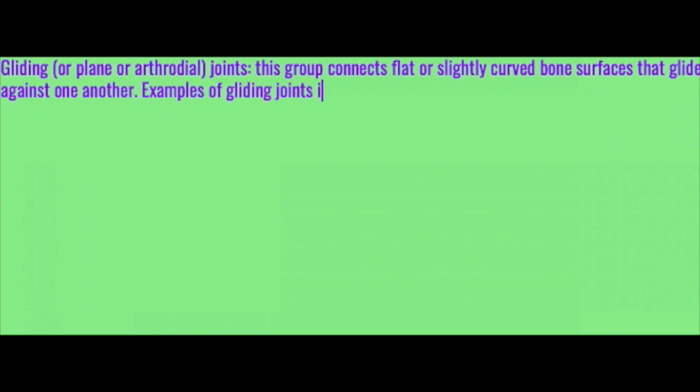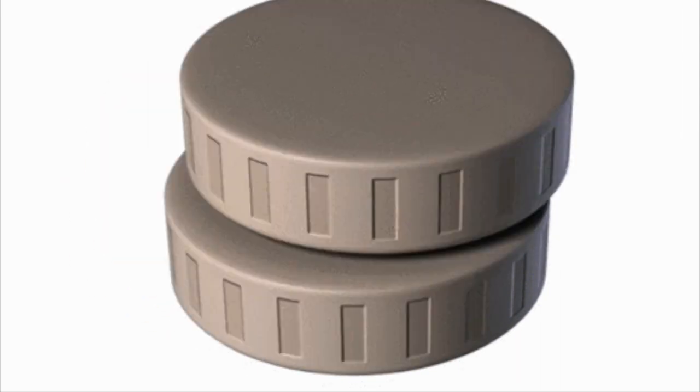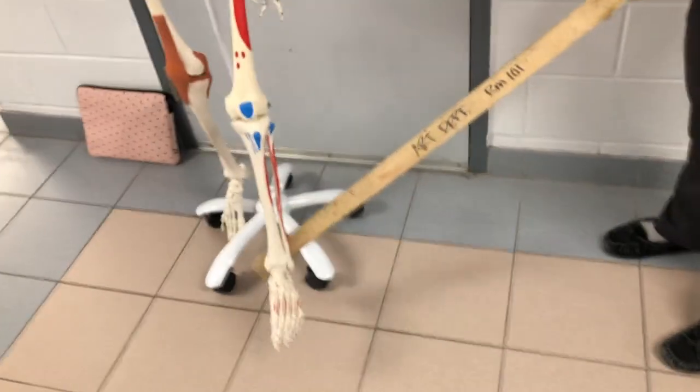Gliding, or plane, or arthrodial joints. This group connects flat or slightly curved bone surfaces that glide against one another. Examples of gliding joints are in the foot between the tarsals and in the hand among the carpals. An example of the gliding joint would be the bones in the foot.